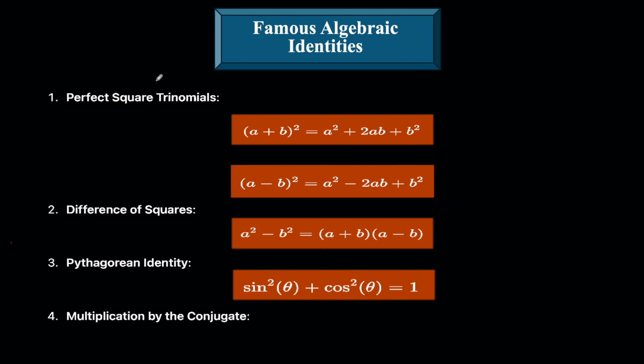algebraically, it is a good idea to make a quick revision about what is a perfect square trinomial and to see some examples, difference of squares, Pythagorean identity, and finally multiplication by the conjugate. And we will use it a lot while finding the limits. Okay, so let's start.